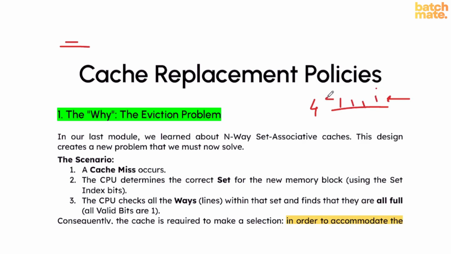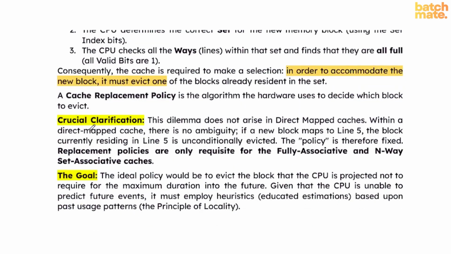In order to accommodate the new block, it must evict one of the blocks already resident in the set. But who? Do we kick out block A, block B? The algorithm we use to make this life or death decision is called the cache replacement policy. Now, here's a quick note that this problem only exists in set-associative and fully associative caches. This dilemma does not arise in direct mapped caches.